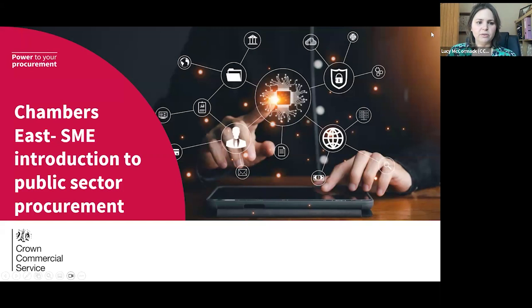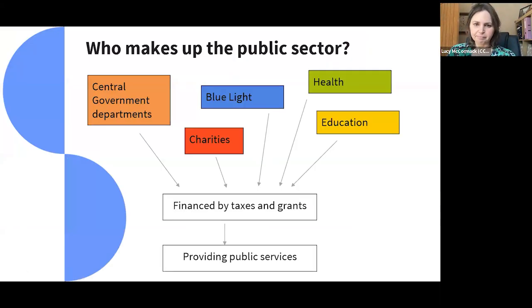If you could move forward one slide, Jack, please. I also ought to add that although the title of today's presentation is an introduction to public sector procurement, obviously I'm talking to you from the perspective of Crown Commercial Service. So it's about public sector opportunities through Crown Commercial Service. It's not necessarily the whole gamut of how you work with the entire public sector.